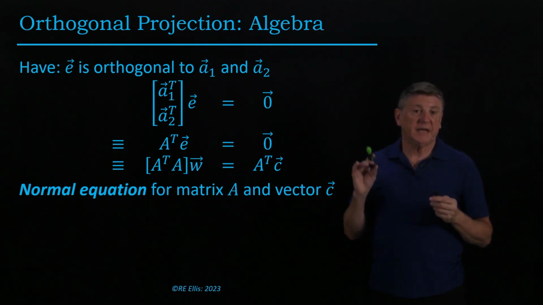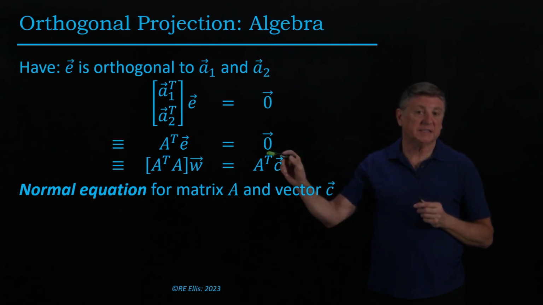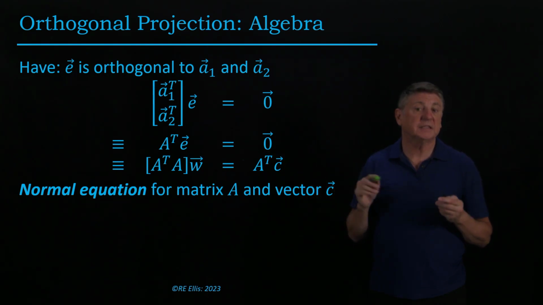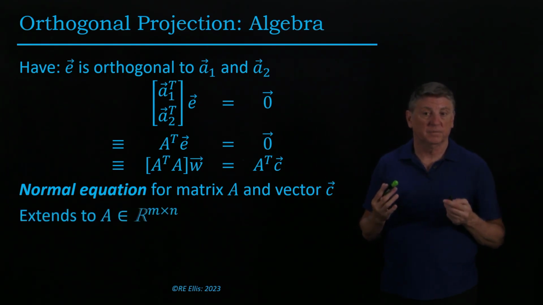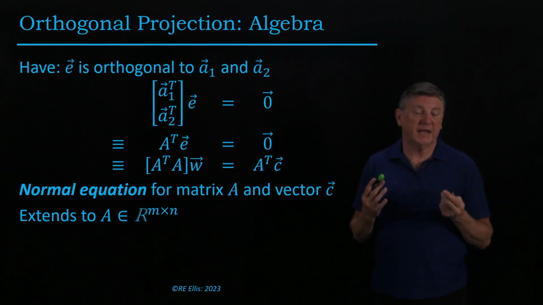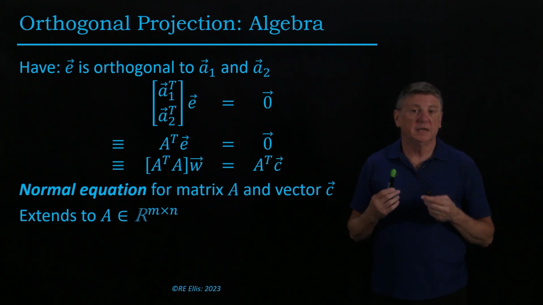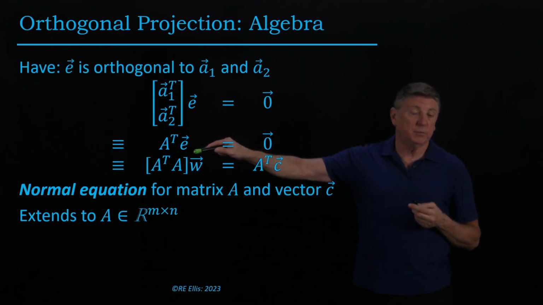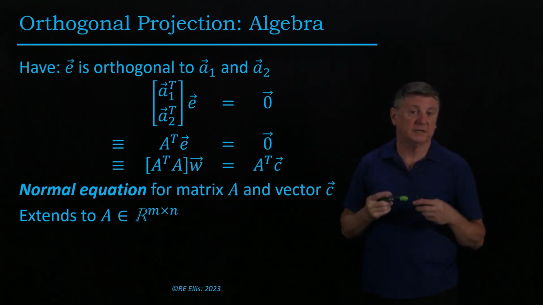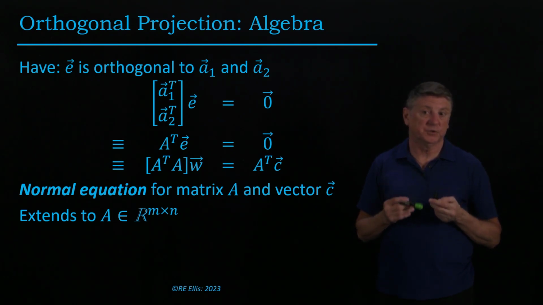So if we take A transpose A, multiply it by the weight vector, that's the same as A transpose times C. And that's a linear equation that we can solve. And if these vectors in A are linearly independent, that is, if they form a basis, then A transpose A will turn out to be invertible, and so mathematically there's a direct analytic solution to this.